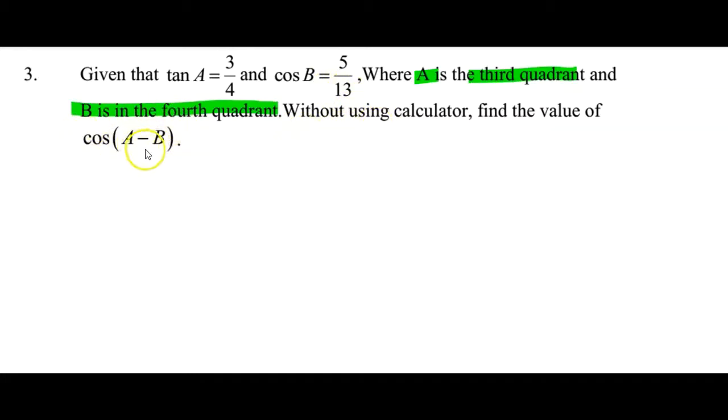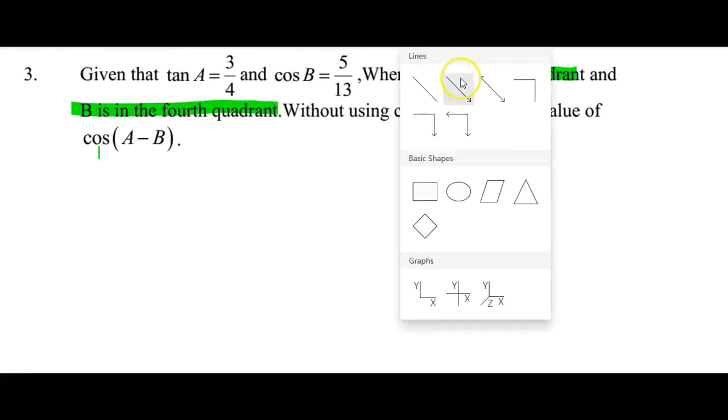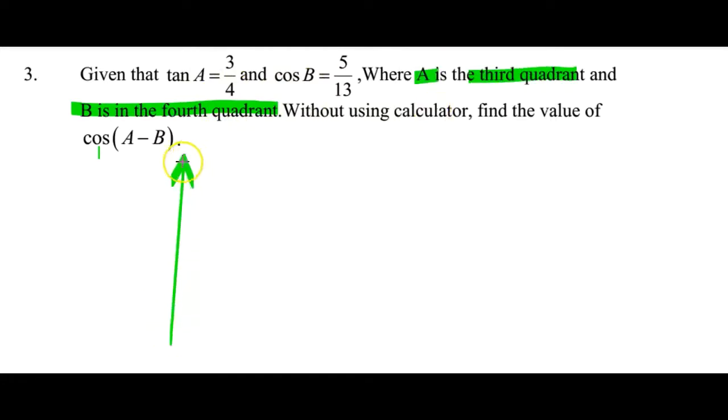Before you find this, you need to expand this first by using the compound angle formula, and then based on the diagram that you built just now, you plug in the value of the cos. Okay, when you expand this, you will get cos A cos B plus sine A sine B. So you need to plug in those trigo ratios into the formula based on the graph or diagram that you have sketched. So now I'll try to sketch the first diagram.